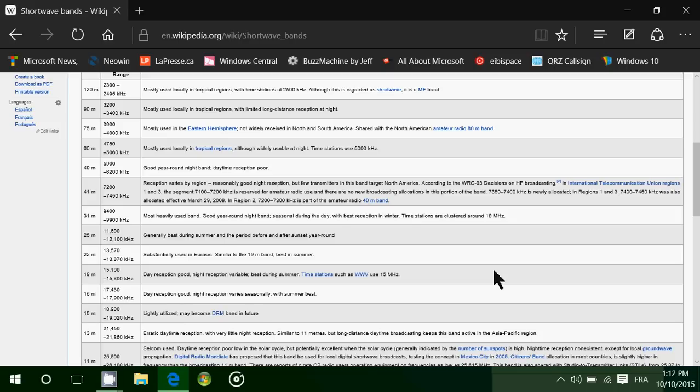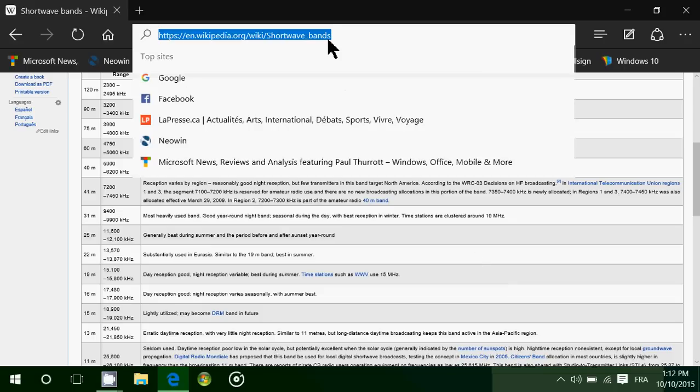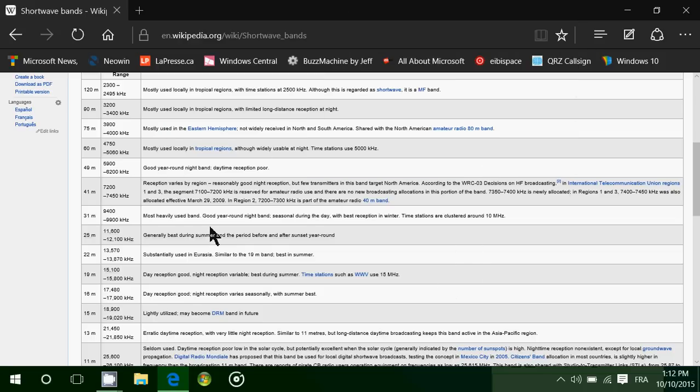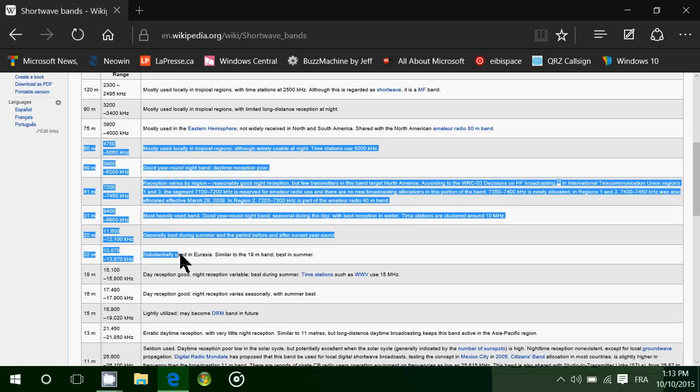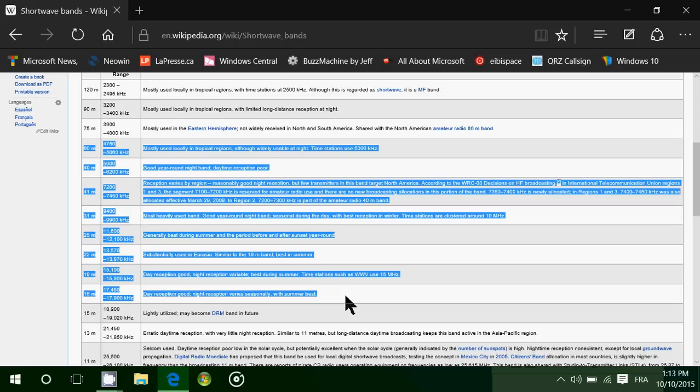So these are the frequency ranges. I'll put the link to this Wikipedia article in the description below the video, and examine these frequency ranges. These are the frequency ranges where you'll hear international broadcasts. I would say that if you have a basic receiver or don't have any very complex setup, probably 90% of your reception will be done in these specific bands that I just highlighted in blue.